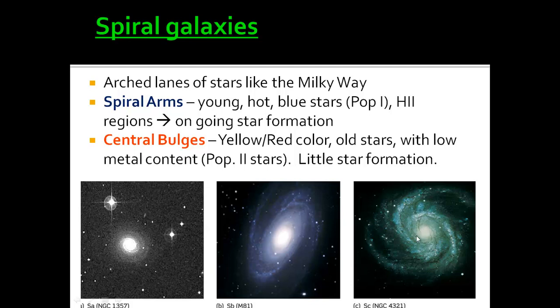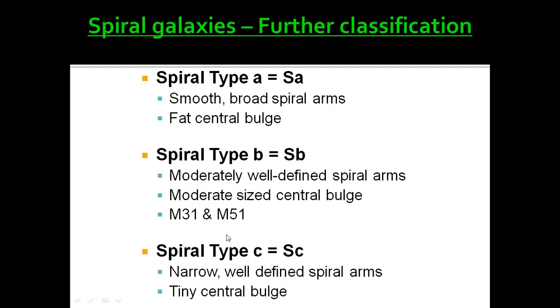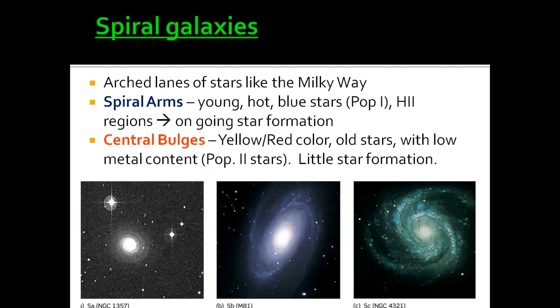Now let's look at spiral galaxies type C. Look at this tiny bulge and very distinct spiral arms. So spiral type C, designated by capital SC. Those spiral arms are narrow and well-defined and have a tiny central bulge. Let's look at these one more time: A on the left, B in the middle, and spiral type C on the right. So those are your spiral galaxies.